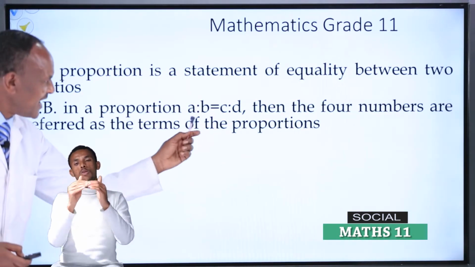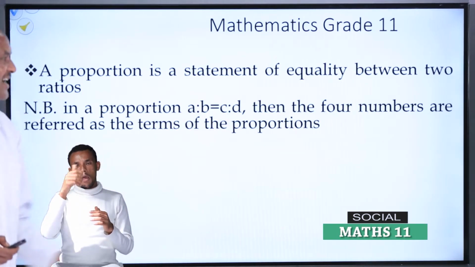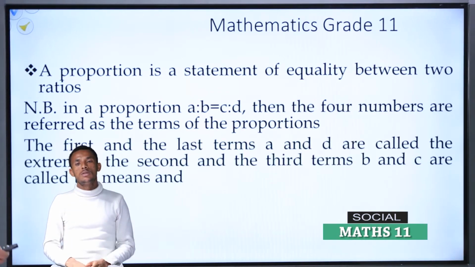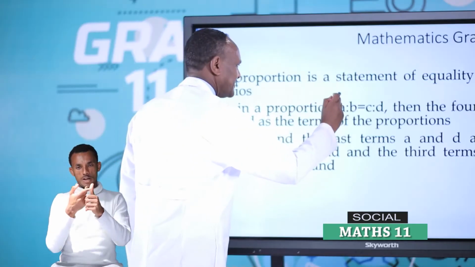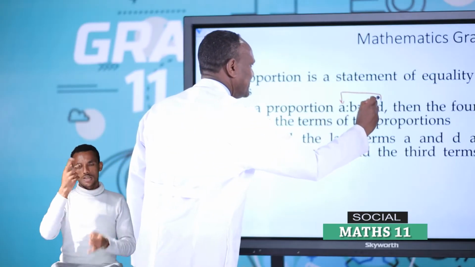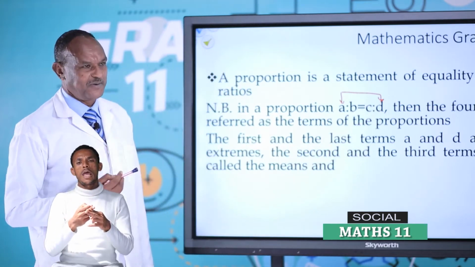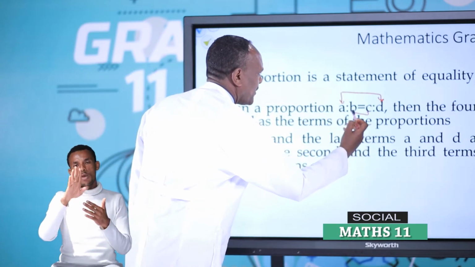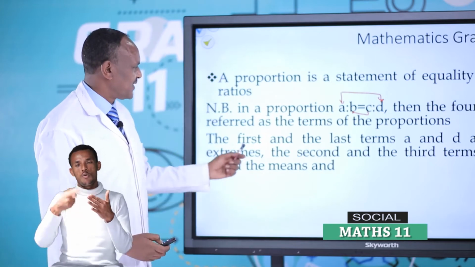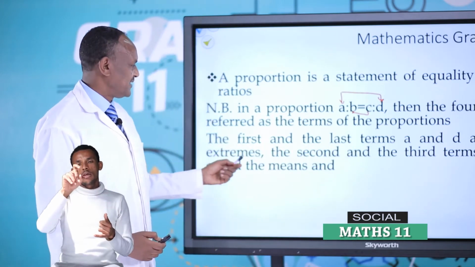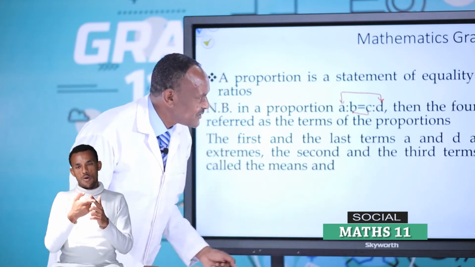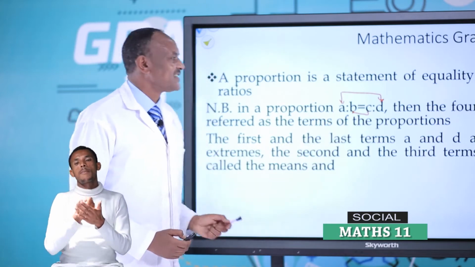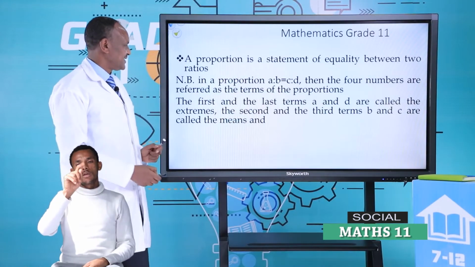We have four terms here, A, B, C, and D. A, B, C, and D are called terms of the proportion. The first one, A, and the last one, D, are called the extreme values of the proportion, whereas the two middle values, B and C, are called the mean values of the proportion. The first and the last terms, A and D, are called the extremes. The second and the third terms, B and C, are called the means.